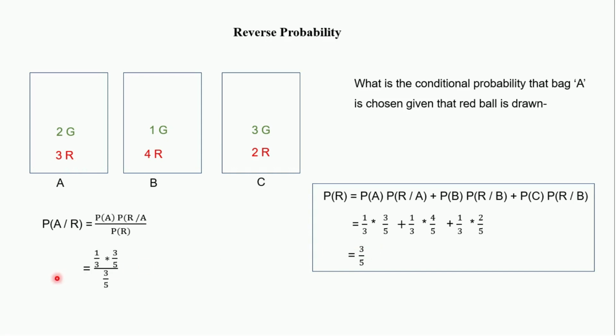And here we are just substituting the values, like the probability of bag A equals 1 by 3, and the probability that we pick up a red ball given that we picked up bag A is nothing but 3 by 5, and here we just put this thing here, and then we got this one. So here we can see that to solve this reverse probability question we need to apply Bayes theorem as well as total probability. Both things are important to solve a reverse probability question.